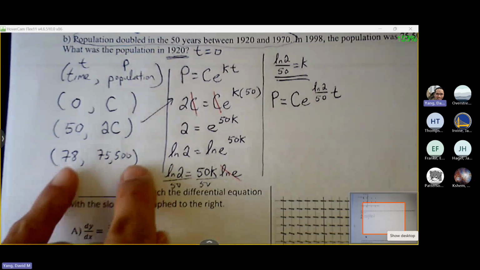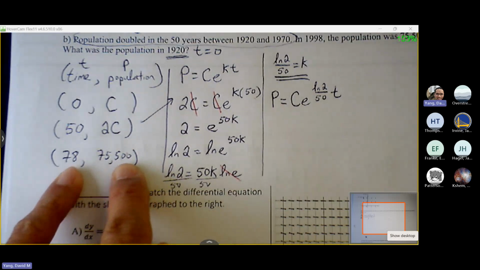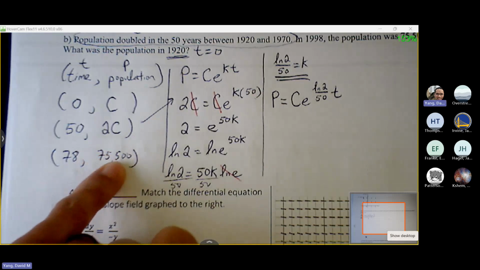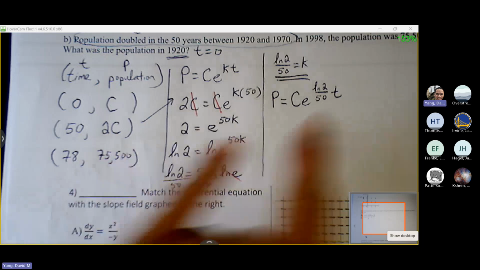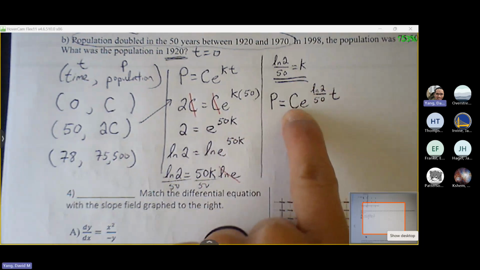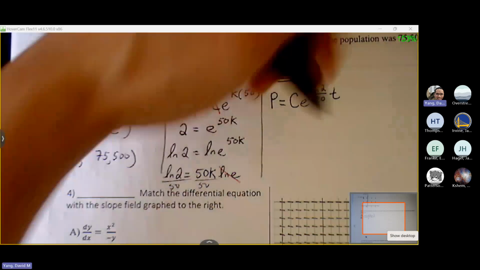So maybe now we can involve the last ordered pair. Maybe this can help us solve, right? So 78 plug in for what? 75,500 plug in for E. So if I replace these with numbers, the only unknown that we have left is C. So we should be able to algebraically just go through our process and solve for C, right?